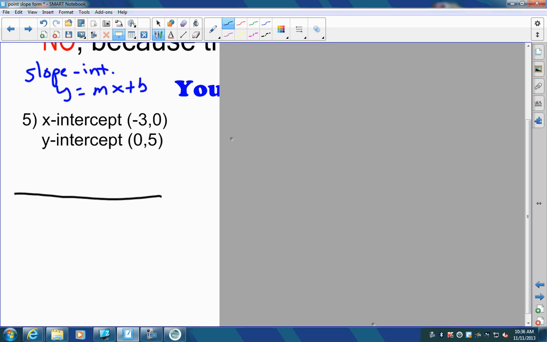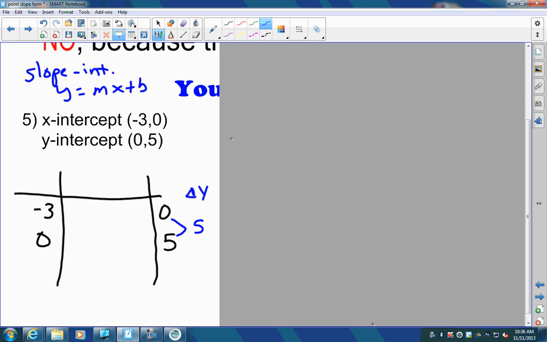If I go through and do that, I'm going to do this one by table building. I'm going to put -3, 0, and 0, 5. Well, delta y, the change in y, is 5. Delta x, the change in x, is 3. Delta y over delta x is 5 over 3. So the slope goes here, 5/3.